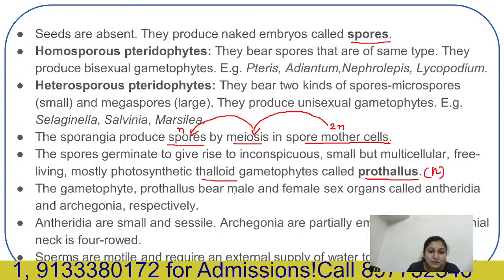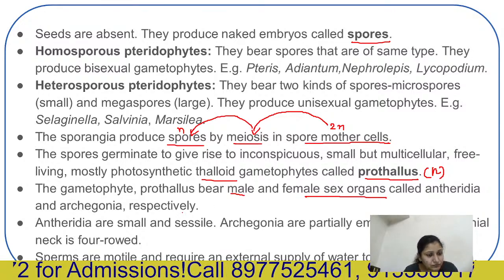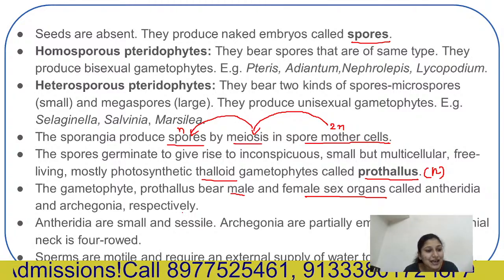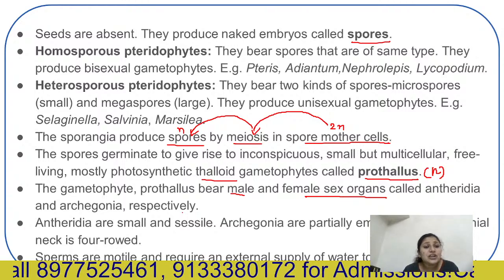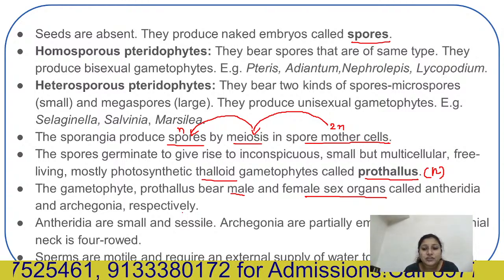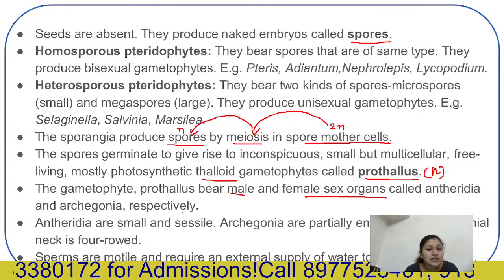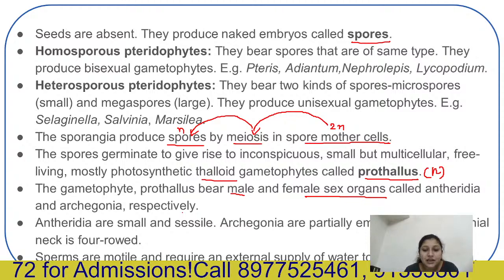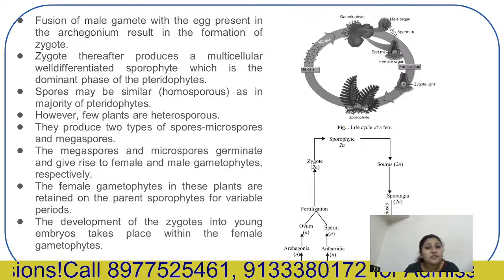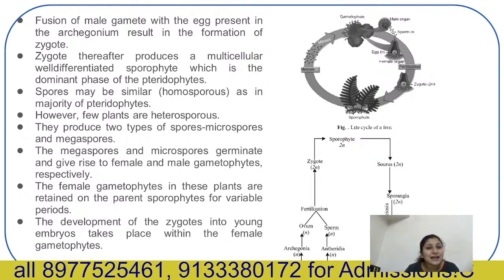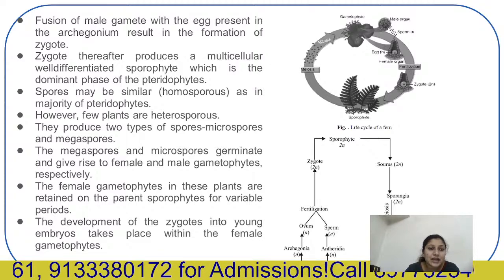This stage bears male and female sex organs called antheridia and archegonia. Male is known as antheridia, female is known as archegonia. Antheridia are small and sessile, archegonia are partially embedded, and the archegonial neck is furrowed. Sperms are motile and require an external supply of water to reach archegonia.